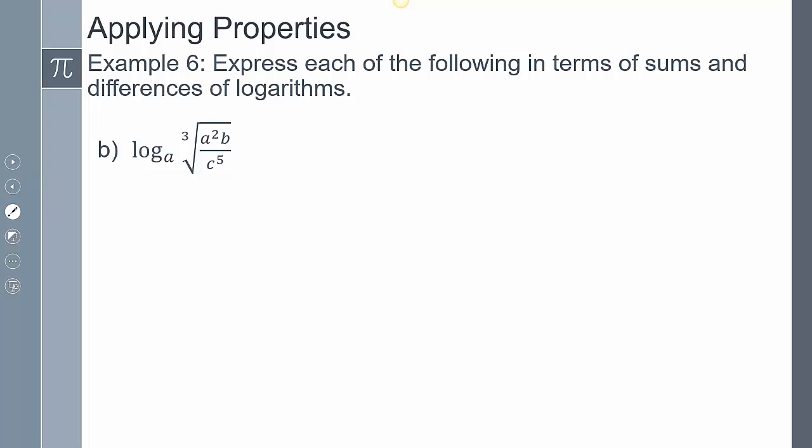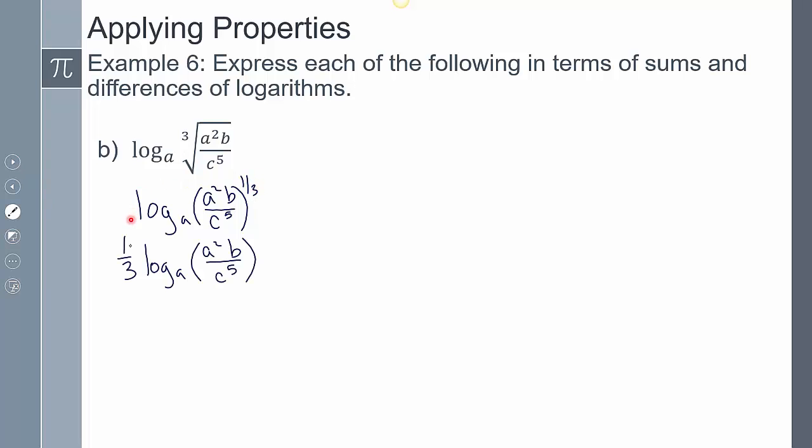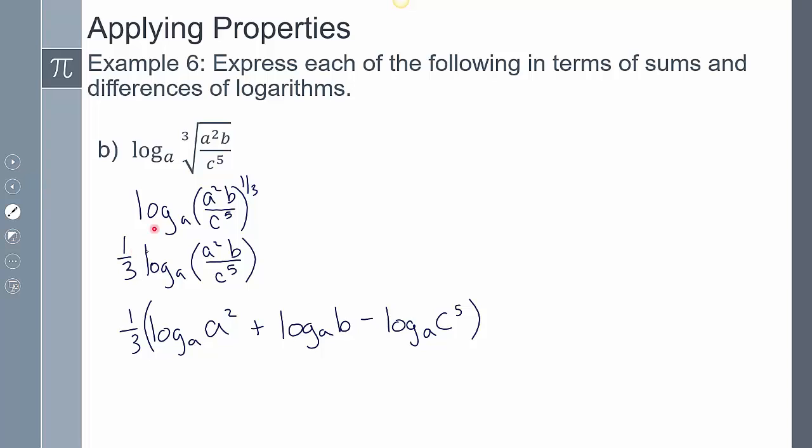This next one, once again I have that root, so I can write that as a fractional power. The power rule says I can bring that 1/3 to the front, so I get that value. Now, like I said previously, we're talking about the quotient rule. If it's in the numerator, it's going to be expressed as plus. If it's in the denominator, it's going to be expressed as a minus. So that's positive, that's positive, that's going to be negative. And so it's 1/3 times this entire log, which is why I have parentheses around this entire thing.